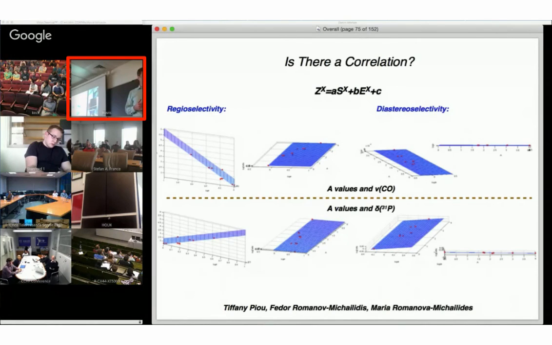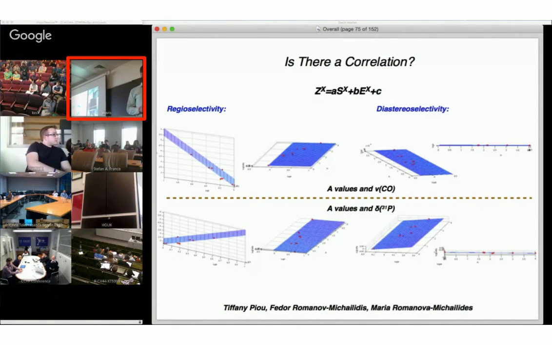So on the top left is the regioselectivity using A values and graphing them against CO stretch. This is a 3-dimensional plot, and what we're looking for is the definition of a plane. It's sort of hard to look at this data, but quite frankly, the data suggests that there is a planar correlation between sterics and electronics using these very crude analyses.